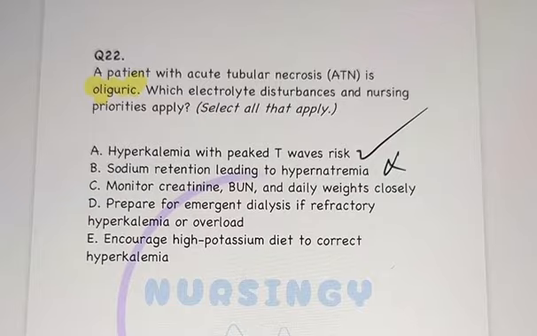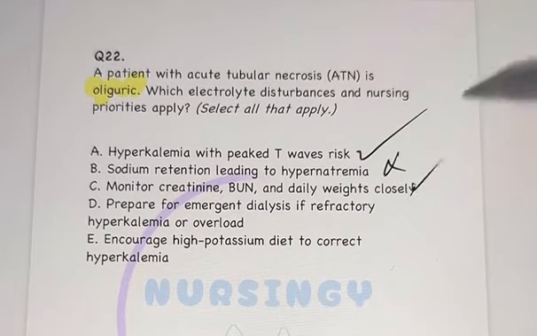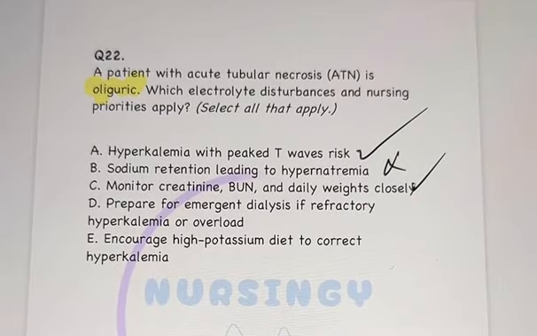Monitor creatinine, BUN and daily weight closely. Is that correct? Is that a marker for the kidney injury? Yes, because monitoring the creatinine especially, and renal function will help us make sure whether kidney injury is progressing or not. What about D, prepare for emergent dialysis if refractory hyperkalemia or overload? D, yes, D is definitely yes.